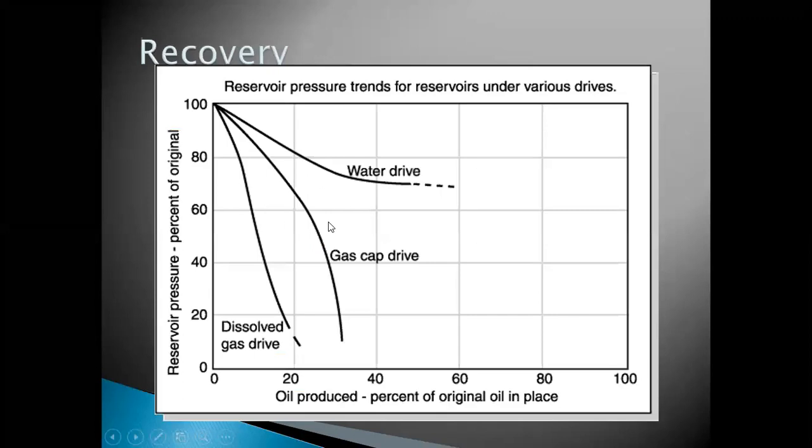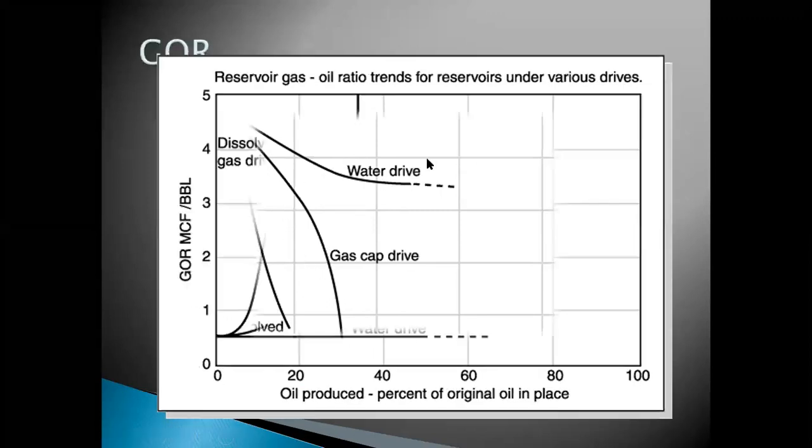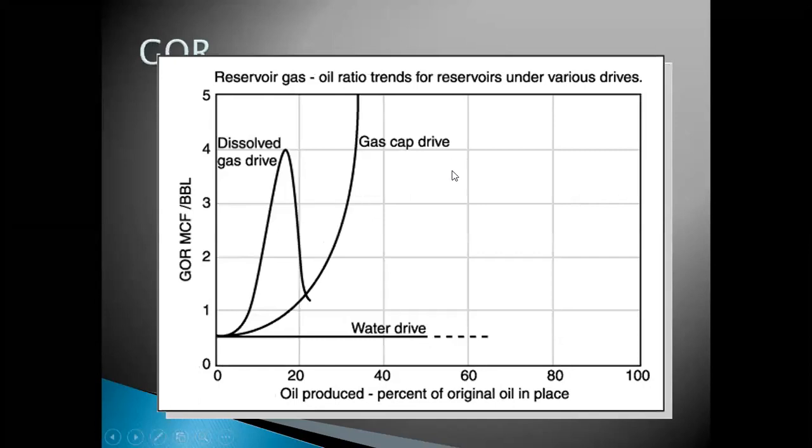Here is the recovery of the three best drive mechanisms: dissolved gas, gas cap, and the water drive. You can see how many percent of original oil. We said that 60 to 70% you can recover from the water drive. Then gas cap and dissolved gas, these two require the enhanced oil recovery method. Artificially, we have to create pressure in the reservoir and produce them. So this is the original oil in place we are talking about. So for reservoir pressures, water drive so far is the best one, and so on.